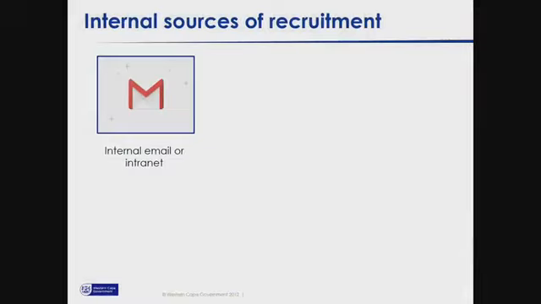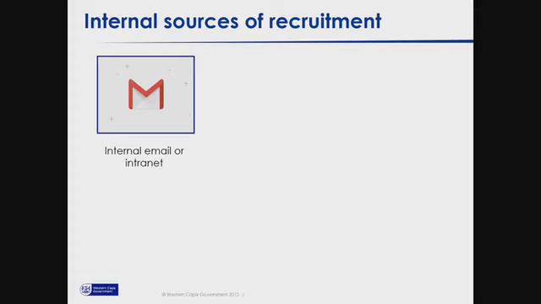So let's take a look at the different internal sources of recruitment. And the first one we have over there is internal email or intranet, and that happens when your workplace will issue out a document, an email indicating that there is a vacancy available, and that is inside your workplace. So intranet, the term intranet is a network that is only available for people in your organization or in your institution. So only people within the organization or institution will have access to that information.